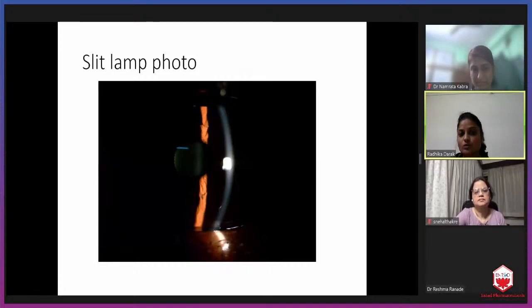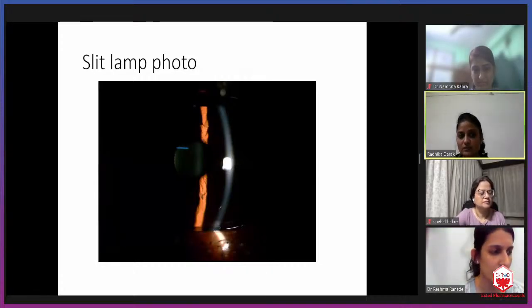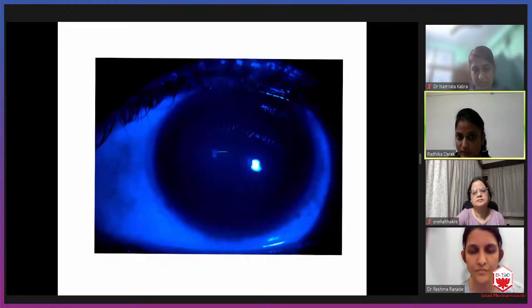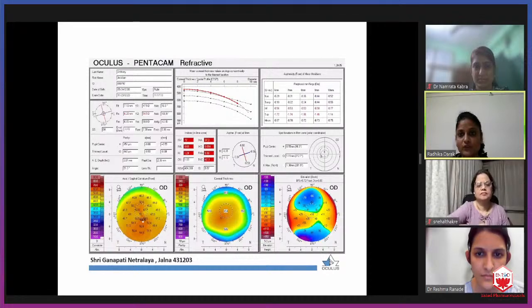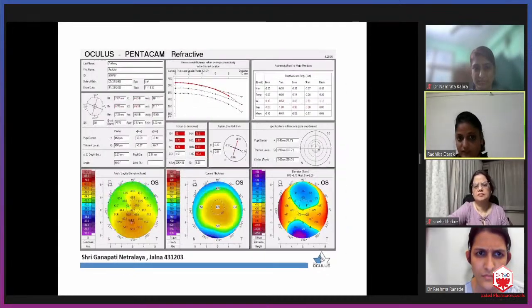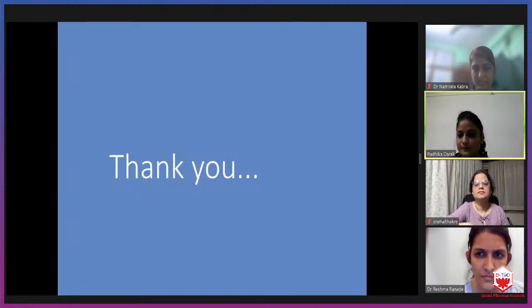This is the slit lamp photo showing the conical protrusion at the center. This is a partial Fleischer ring seen inferiorly. This is the topography of the right eye and left eye. Thank you.